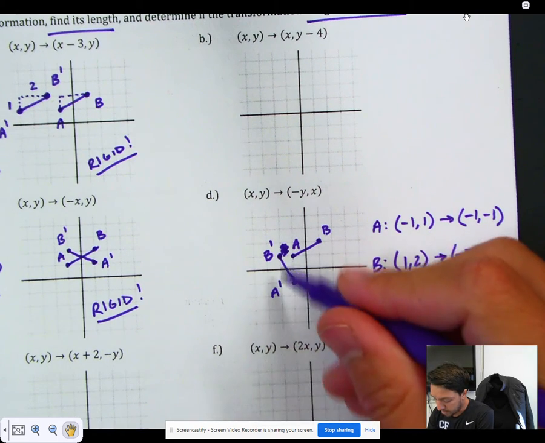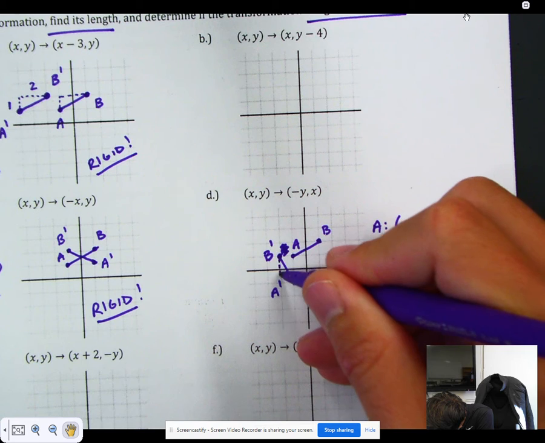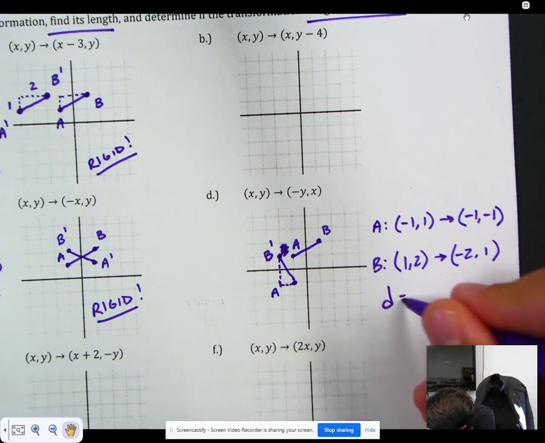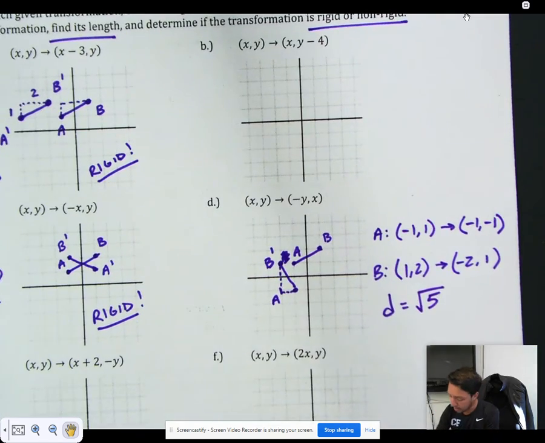What you've got to realize, though, is, hey, look, if we were to find this length, isn't this the same calculation we just did already? It's a 2 by 1 triangle. So the distance, or the length of the segment, is still root 5. Again, this is rigid.